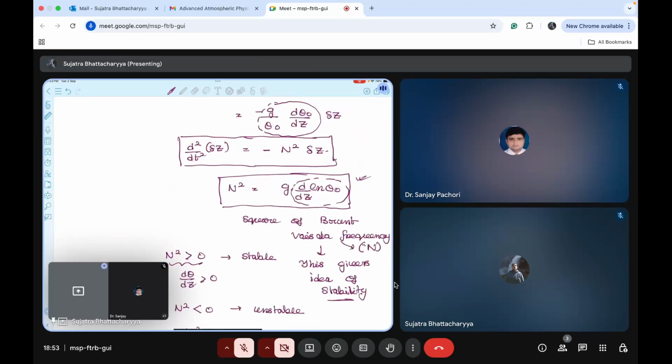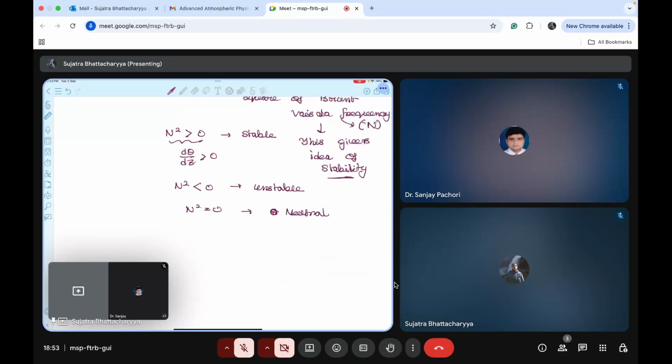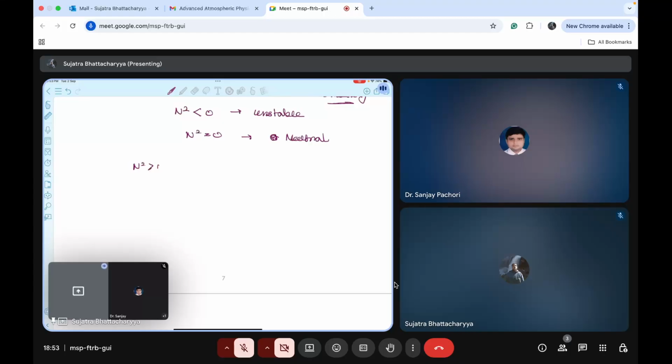Now if you put n squared greater than 0, your equation becomes d2 delta z by dt2 plus n squared delta z, which is equal to 0. So this gives you oscillations, right? Oscillations mean that if you just lift the parcel, it will come back, and again go back. So this is related to a stable atmosphere.